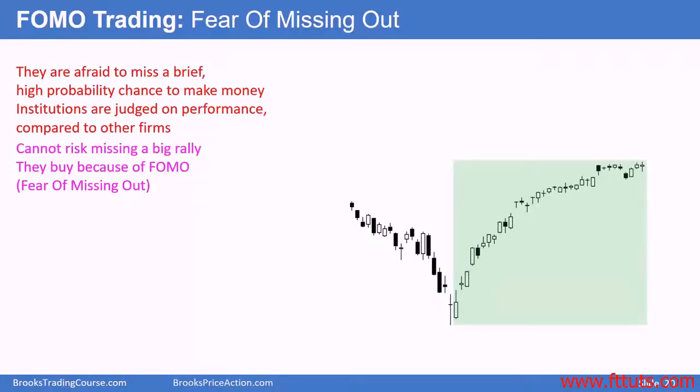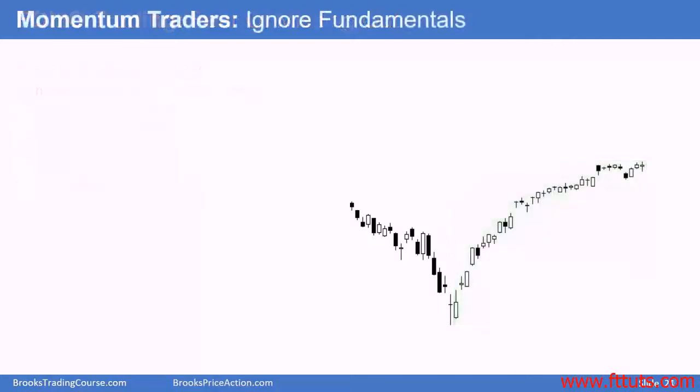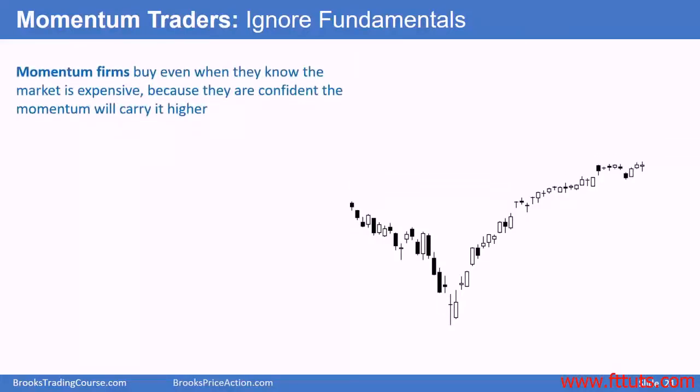Buying at any point in here will result in a profit. Momentum traders, they don't care about fundamentals. They buy even if the market's expensive because they're confident that the market will trade higher. So here you are buying at the top of 6 or 7 or 8 bars, 10 bars, 15 bars. The momentum traders, they don't care. They don't care about the fundamentals. All they know is the market's going up and they'll make money if they buy. They don't care if it's expensive. They don't care about PE ratios. All they care about is it's going up and they want to buy.